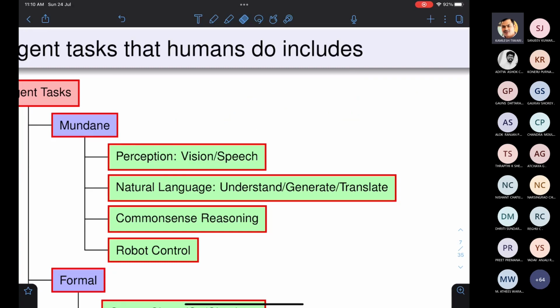A few minutes back, we were talking about driving. It is an intelligent task. Cleaning is an intelligent task. For example, simple mopping is an intelligent task: where is the dirt, I have to go to that particular point and clean it. Intelligent task. So these are the mundane tasks.